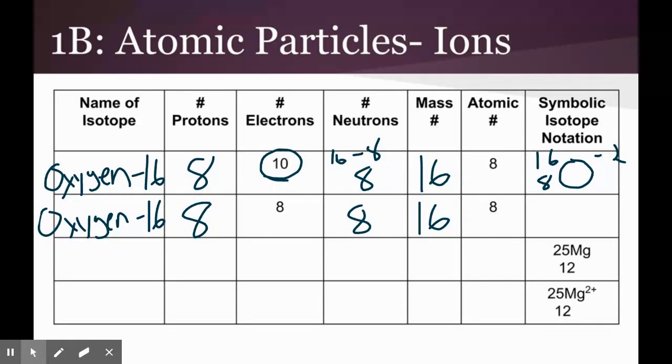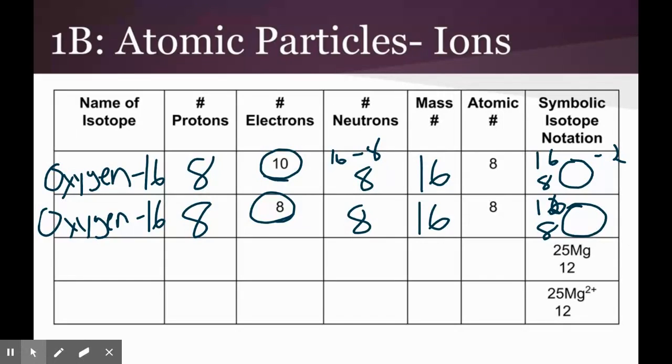And now the symbolic isotope notation, we write the capital O, the atomic number on the bottom, and the mass number on the top. Okay, and now the electrons here are equal to the number of protons, so this is not an ion. So now we're done with this line.